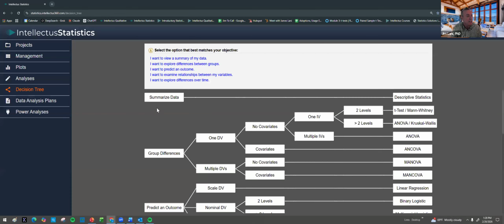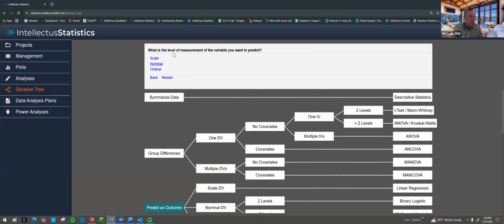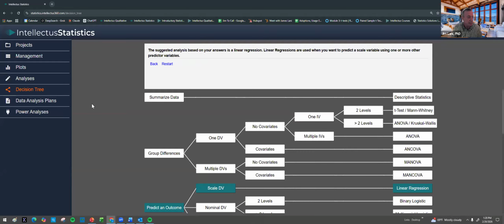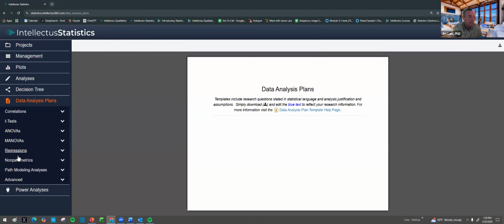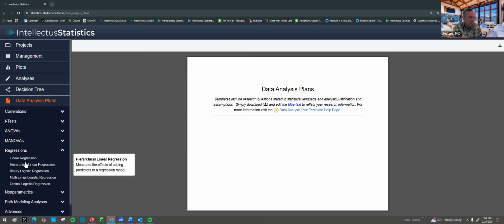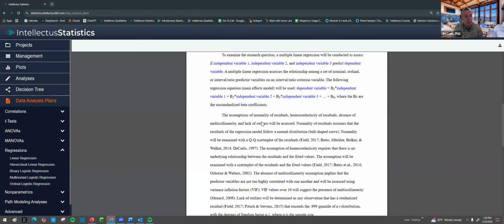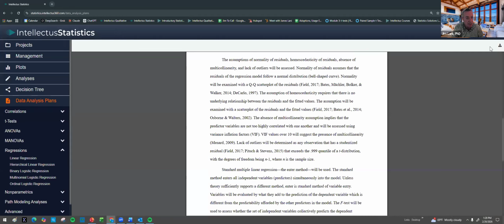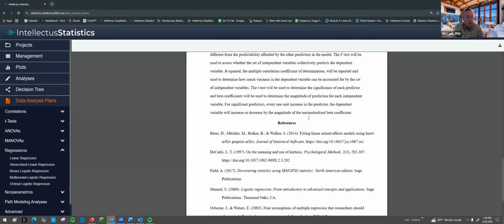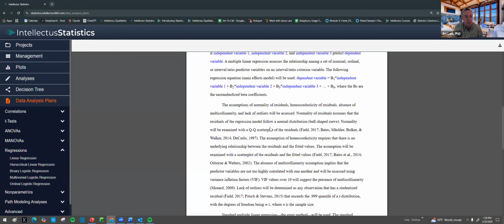Decision trees speak to this prediction of differences, okay? I can say I want to predict an outcome. What matters is the outcome variable. We could probably say dependent variable there. So if I'm doing a scale, I'm doing a linear regression, okay? Once you know you're doing a linear regression, you should have the data plans for that. And by selecting the data plan templates and the analysis that was just determined, you can see some of the assumptions. This is downloadable, editable, and referenced, okay, so you can talk about the assumptions of the test you're going to conduct.